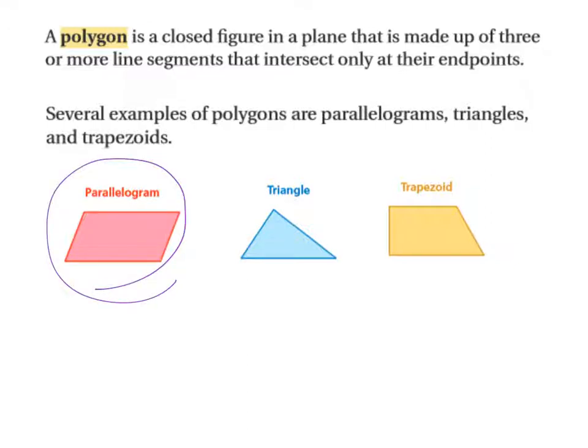A triangle is a three-sided shape. A trapezoid is a four-sided shape that only has one set of parallel lines, like this one and this one. No matter how far those lines extend, they'll never touch. The other two lines are not parallel.